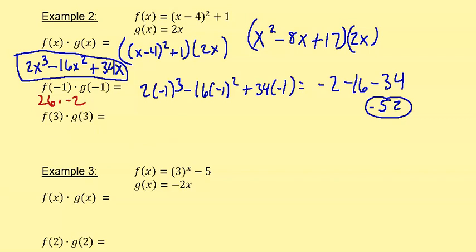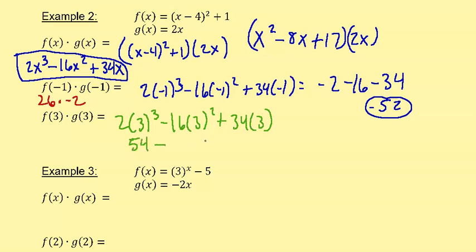And then let's do f of 3 times g of 3. So you get 54 minus 144 plus 102. And then when you plug that in, you should get 12.